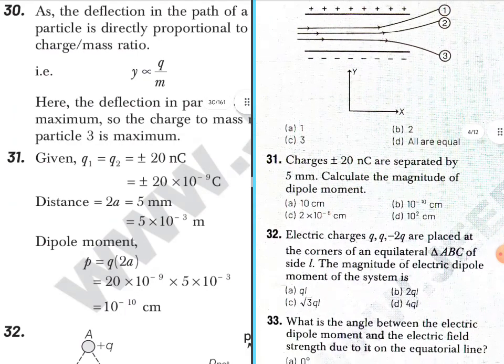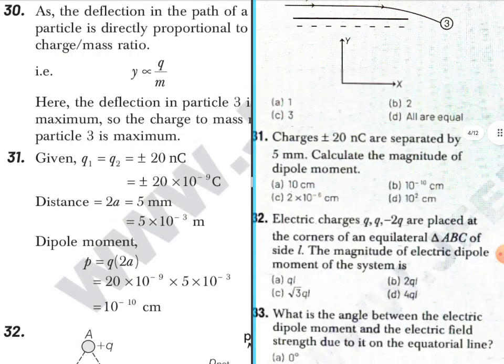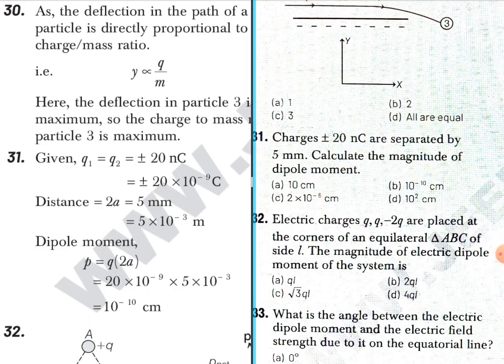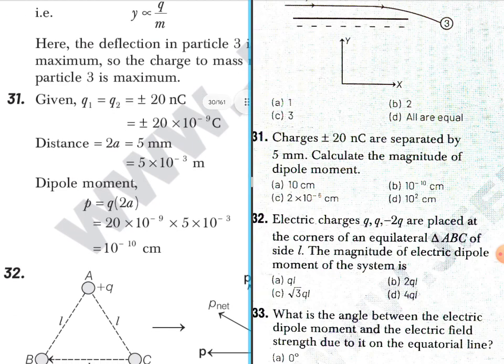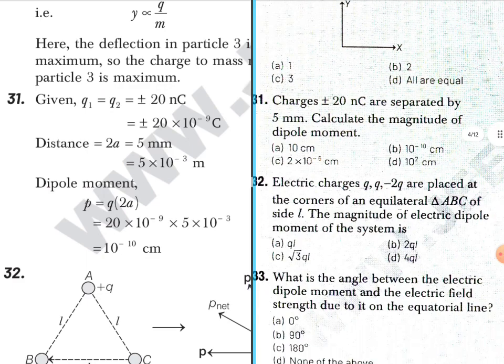So 31st question, plus or minus 20 nanocoulomb separated by 5 millimeters, so it's a dipole. Calculate the dipole moment, just Q into 2a. You should get 10 to the power minus 10 coulomb meter, B as the option.